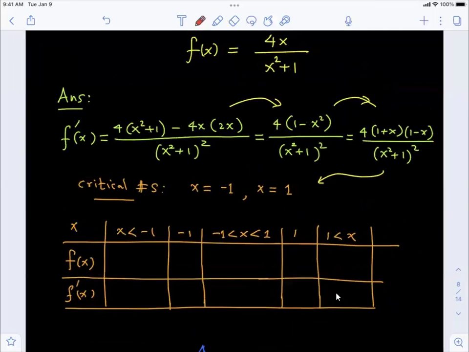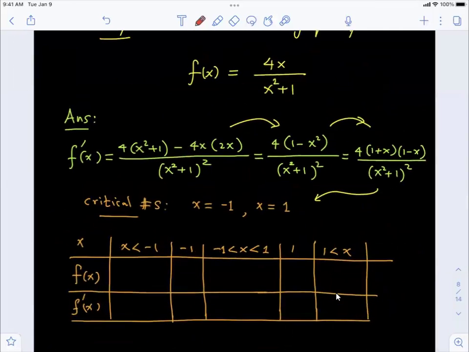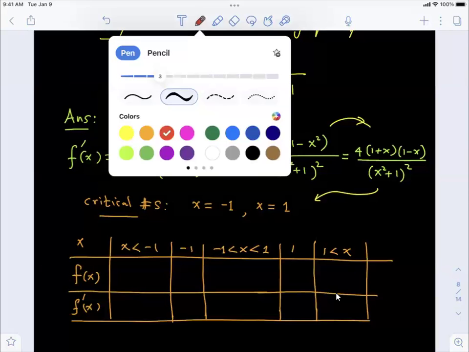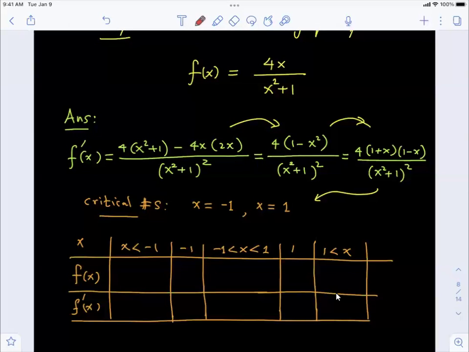Now when you try to have it in the table, the first step, at -1, what is the corresponding function value? Now this is the original function, this is the derivative, right? Do not mix up those two scenarios.